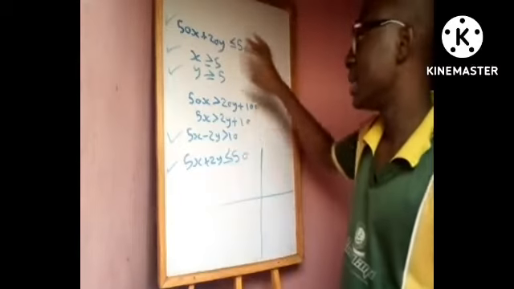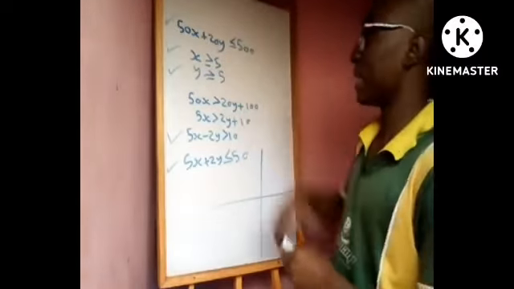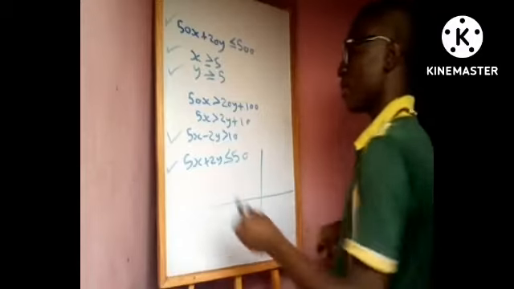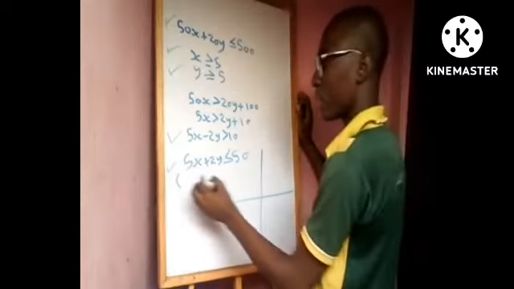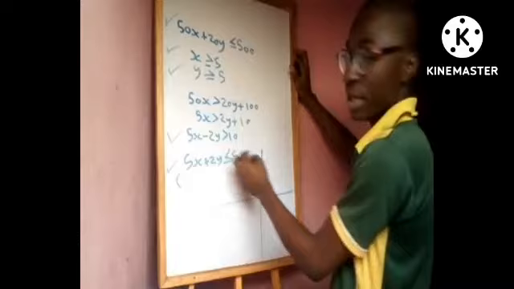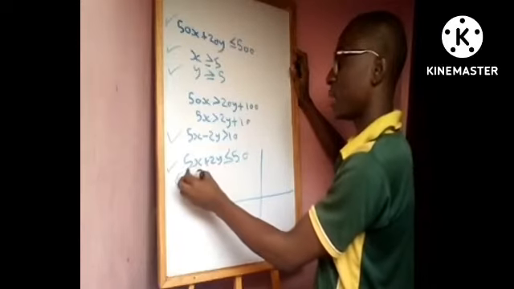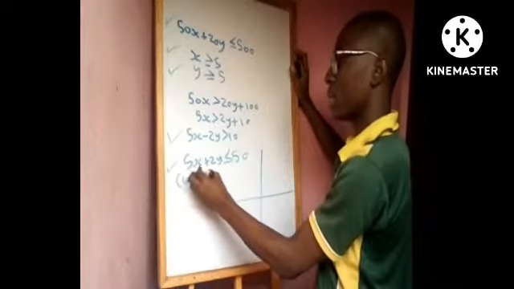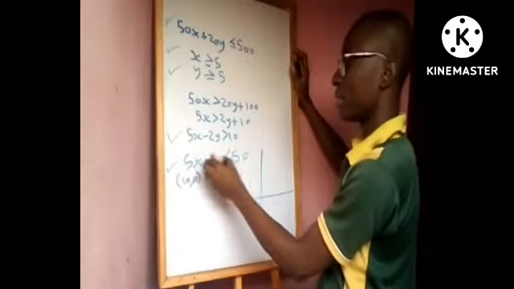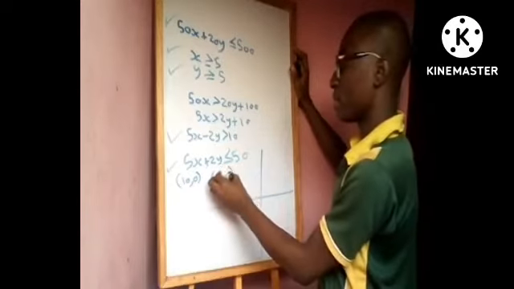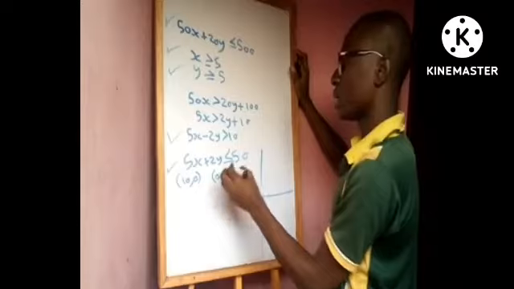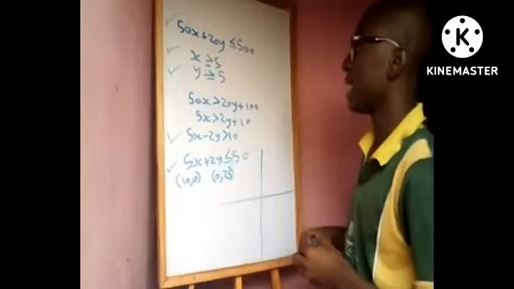Now for the first one, we have our intercepts. When x is 0, y is 25, so we have 0, 25. When y is 0, 5x equals 50, and then x equals 10. That's 10, 0. So we have those as our intercepts for this equation here.